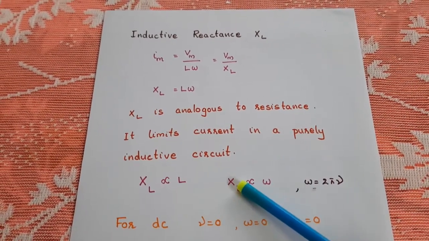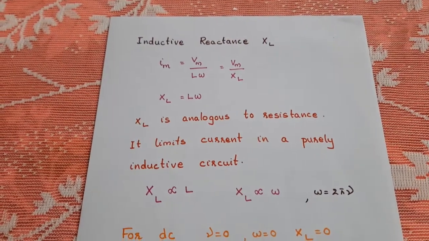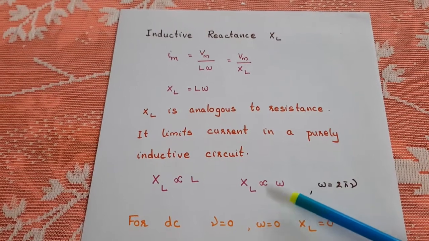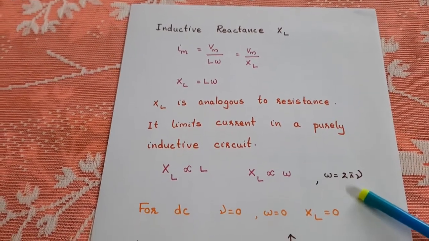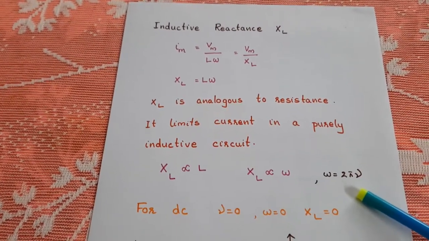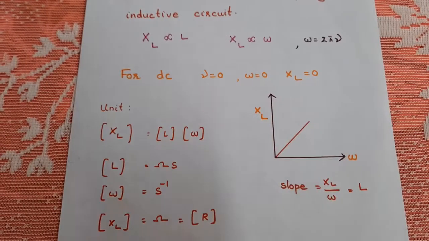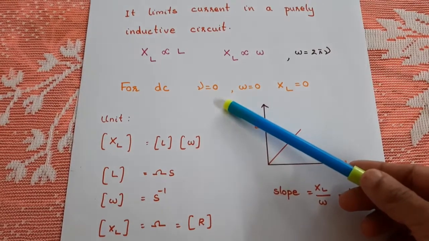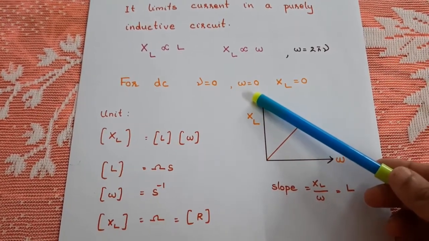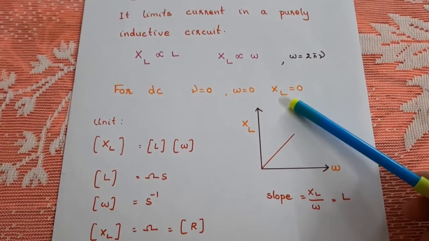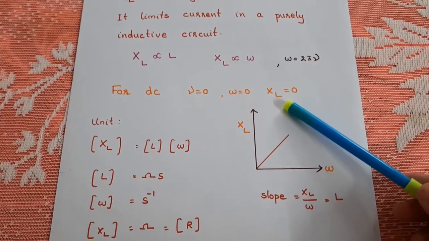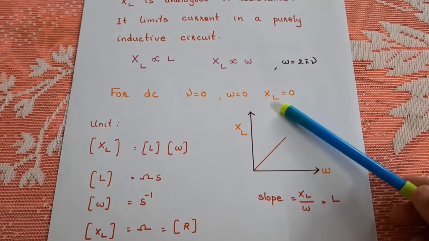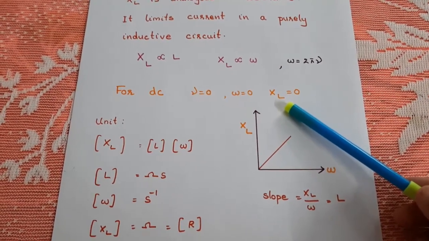XL is directly proportional to L and directly proportional to omega, where omega is 2 pi nu, the angular frequency. For DC, frequency is 0, so omega is also 0, therefore XL is 0. So an inductor is used in AC circuits to limit the current.